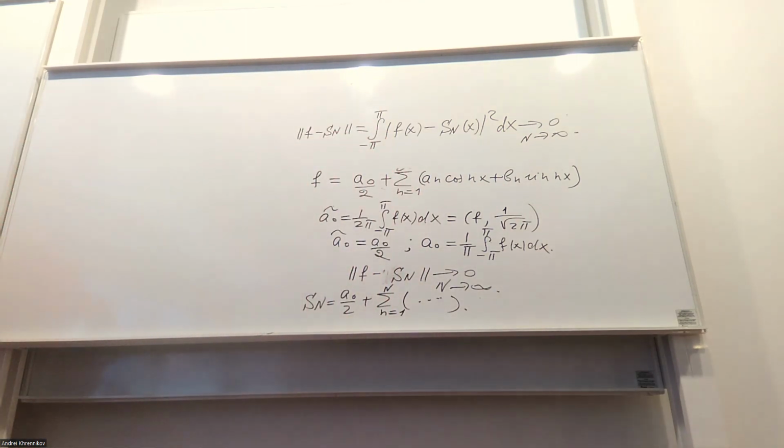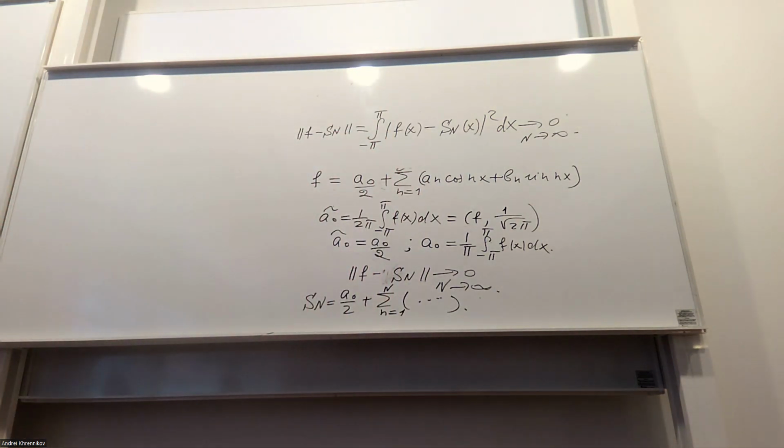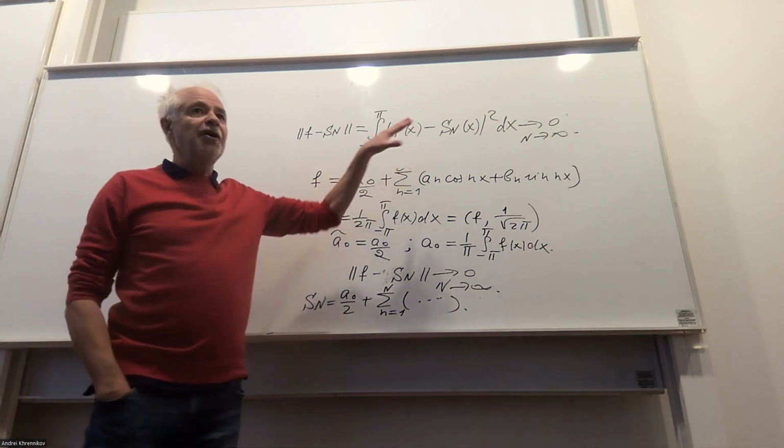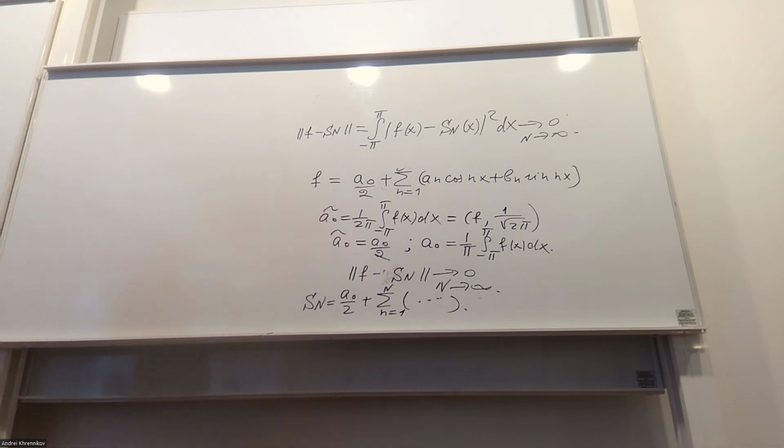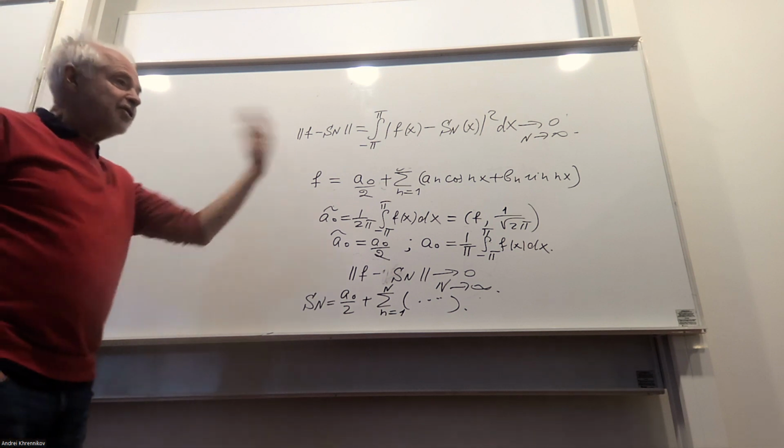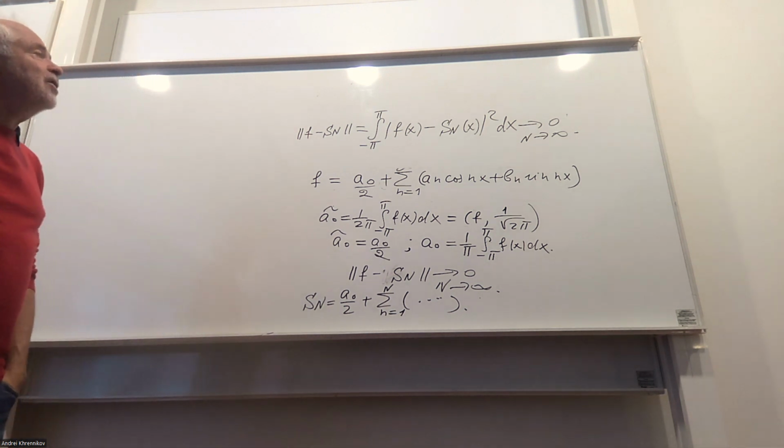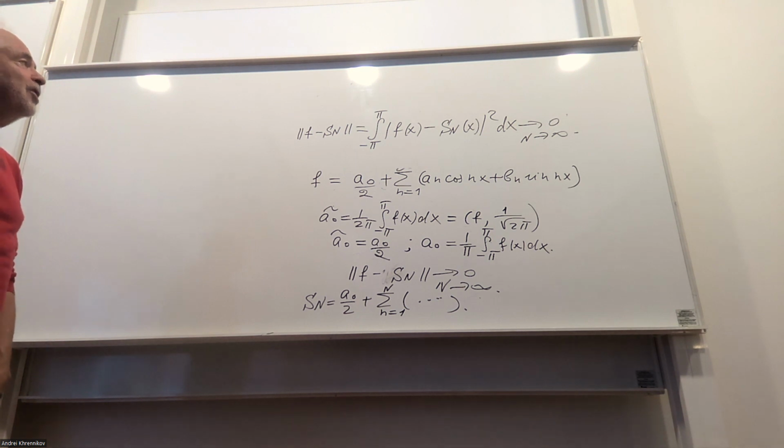And typically in all physical applications, for example in signal analysis, this convergence is okay. Because, as I told, the integral of the square is the energy of the signal. And typically they are interested in the energy which is sent by this channel, by this function f.